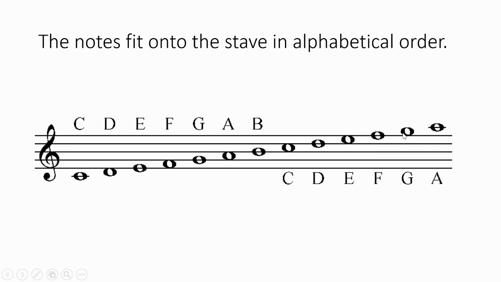This note is sat on top of this stave, and we have just learnt that's the note G. This note has a short extra line drawn in above the 5 lines of the stave, so that one is an A.